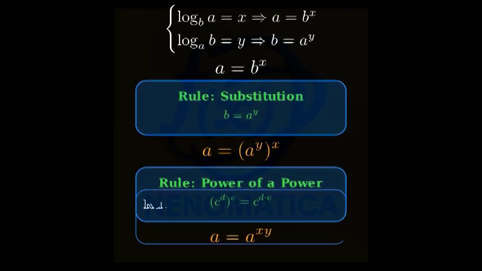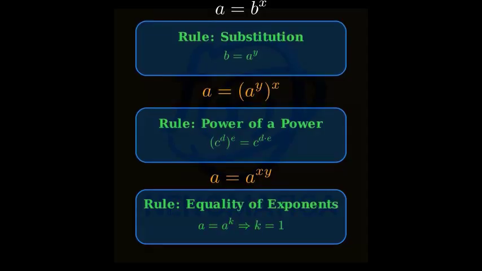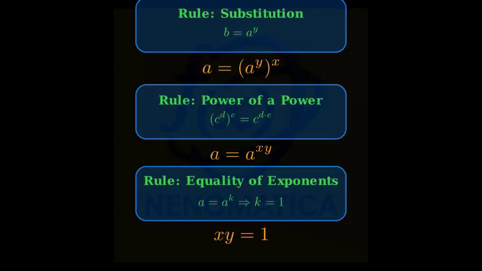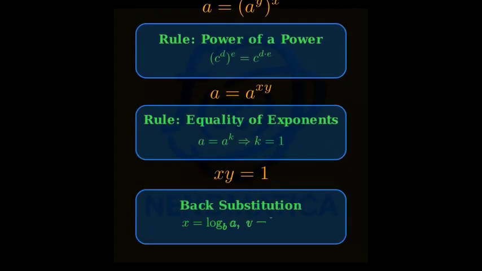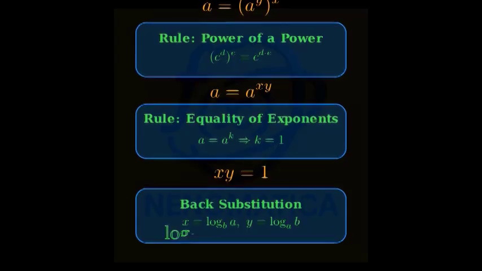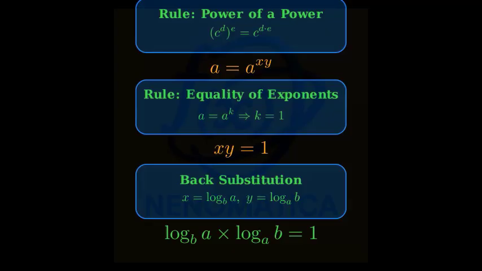Step 5. When the bases are equal and non-1, exponents must be equal. Therefore, x times y equals 1. Step 6. Substitute back x equals log base b of a and y equals log base a of b. This proves that log base b of a times log base a of b equals 1.